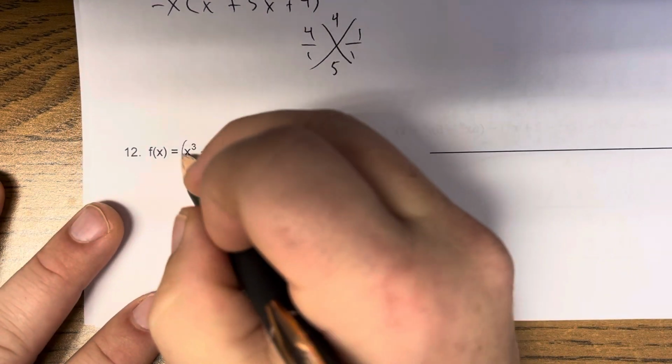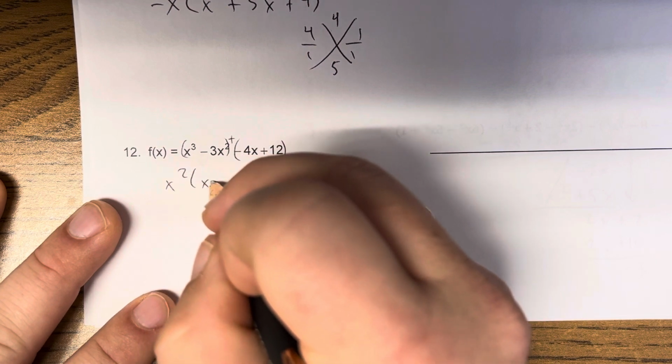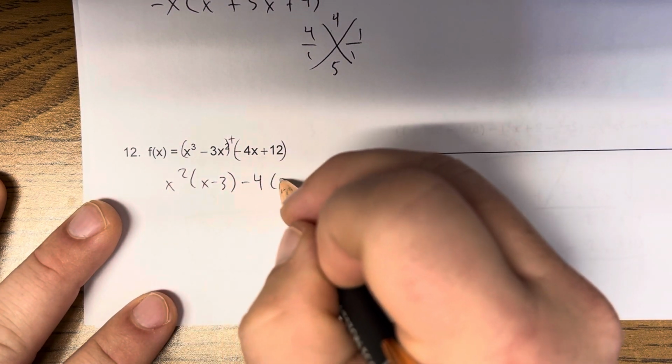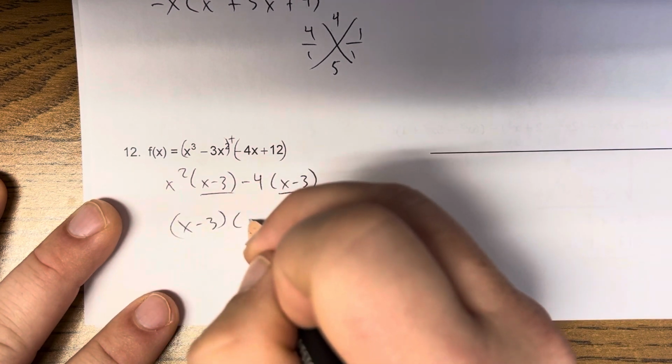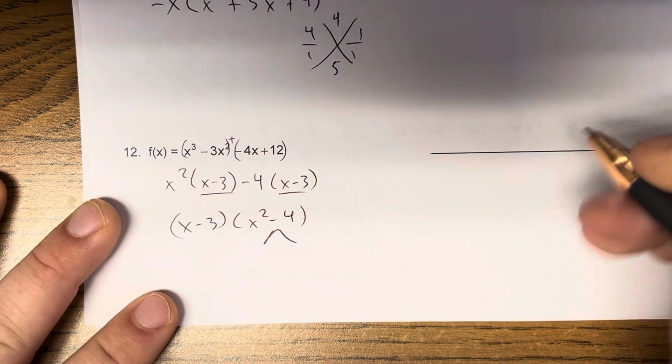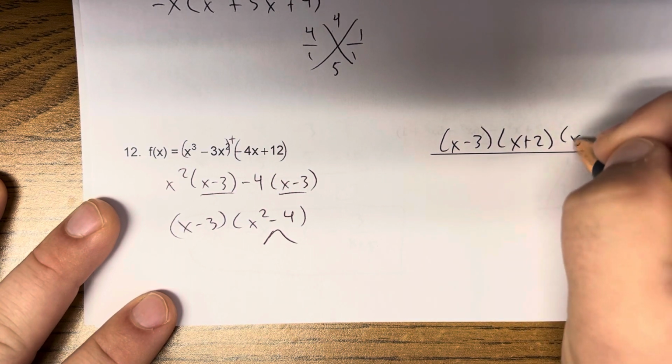Got 4 terms, that's going to be the grouping. So we'll take out an x squared and are left with x minus 3. We'll take out negative 4, x minus 3. So x minus 3s are going to come together, and x squared minus 4. And we're going to do difference of squares, so it's x minus 3, x plus 2, and x minus 2.